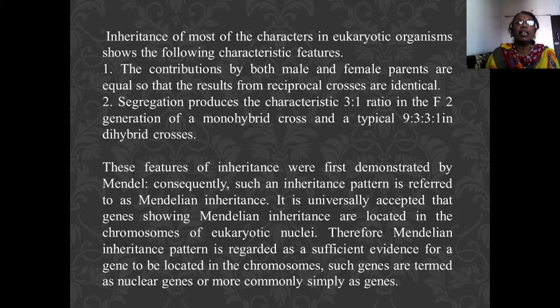Inheritance of most of the characters in eukaryotic organisms shows the following characteristic features. Which are these characteristic features? First, gametic cells are produced, that is, male and female gametic cells, and when these gametic cells unite, they result in the formation of a progeny.